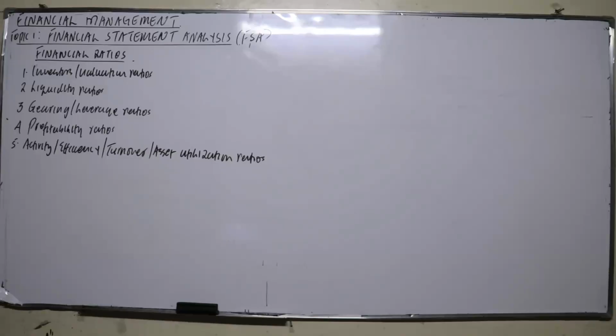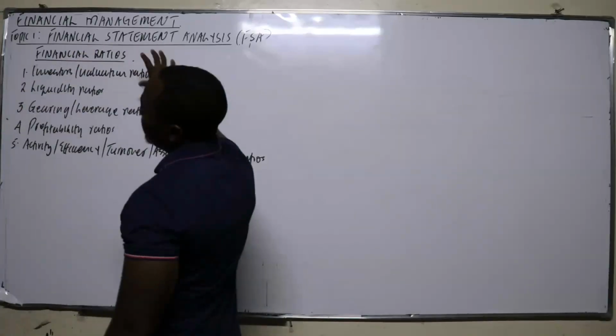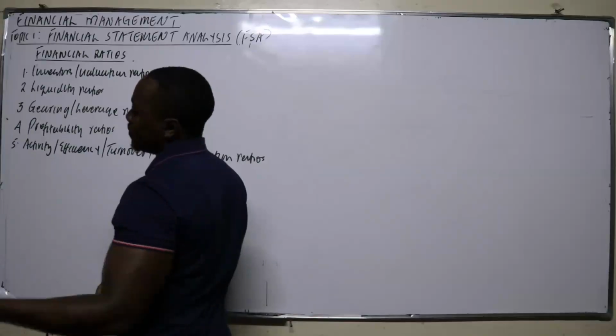Actually, those are the five classifications of the ratios, whereby we have investor or valuation ratios. Now, what are investor or valuation ratios? These are the ratios which are used to determine the value of the company.